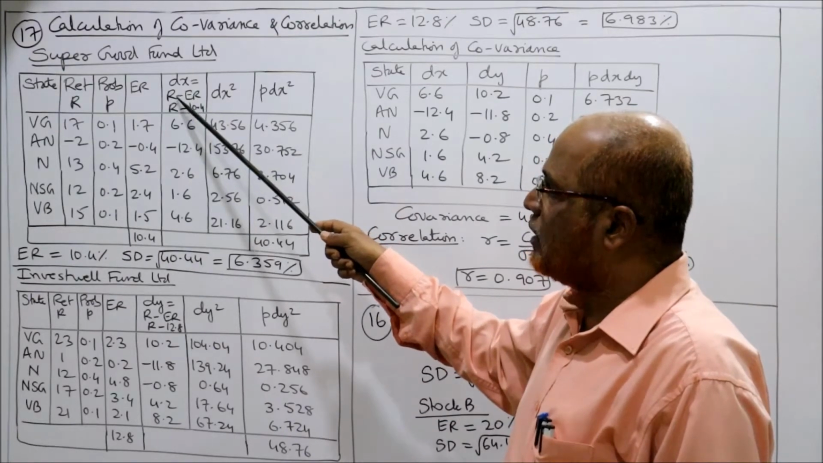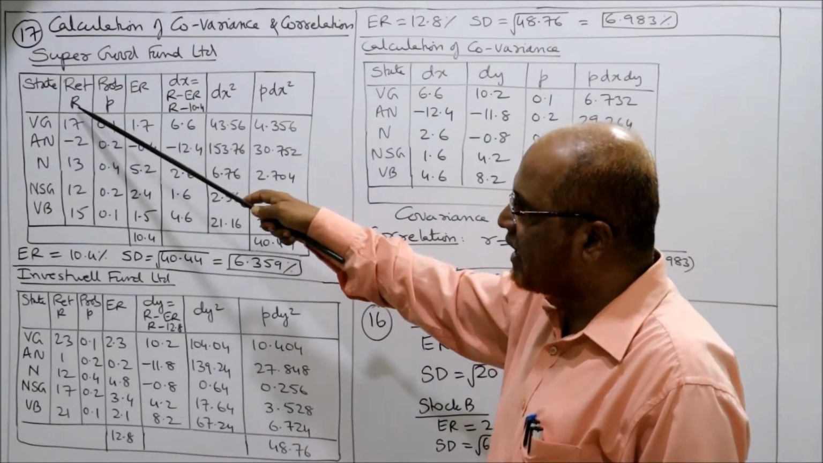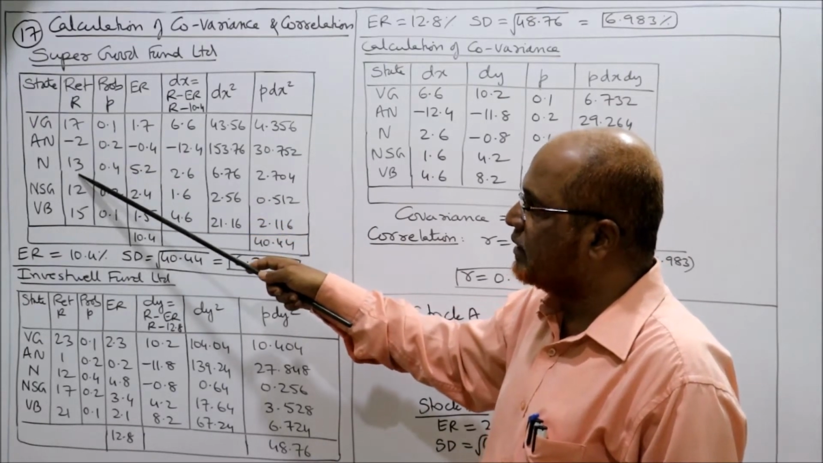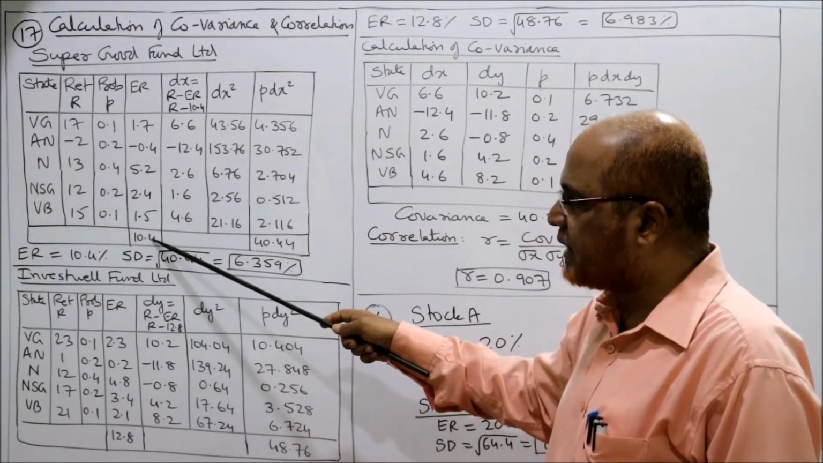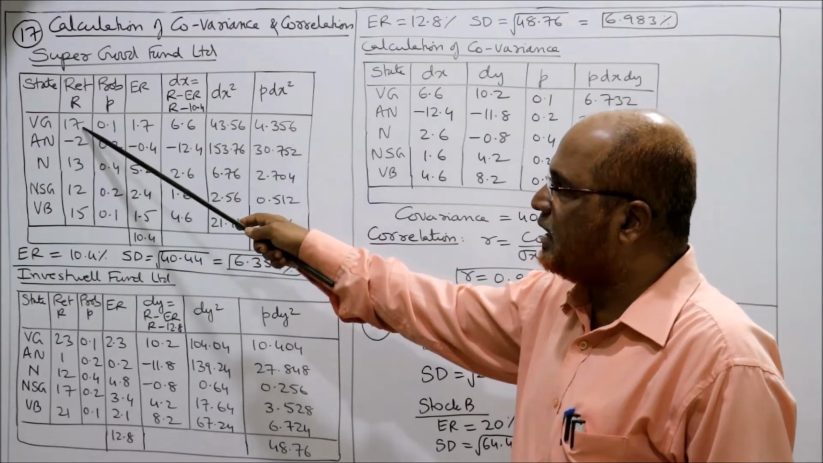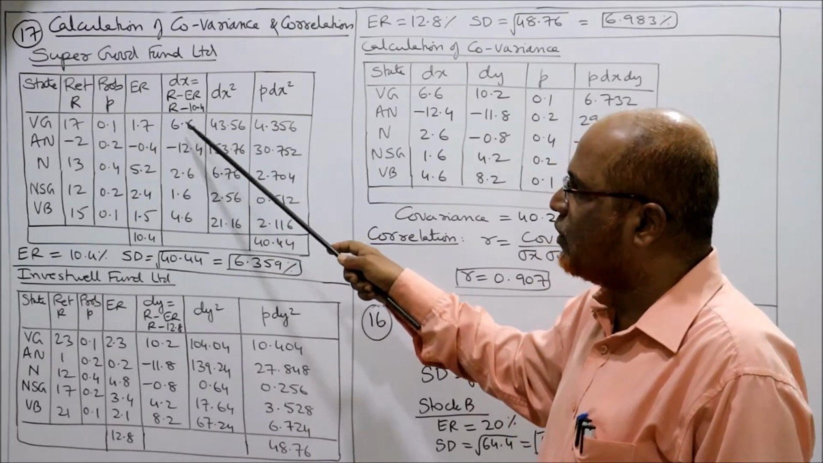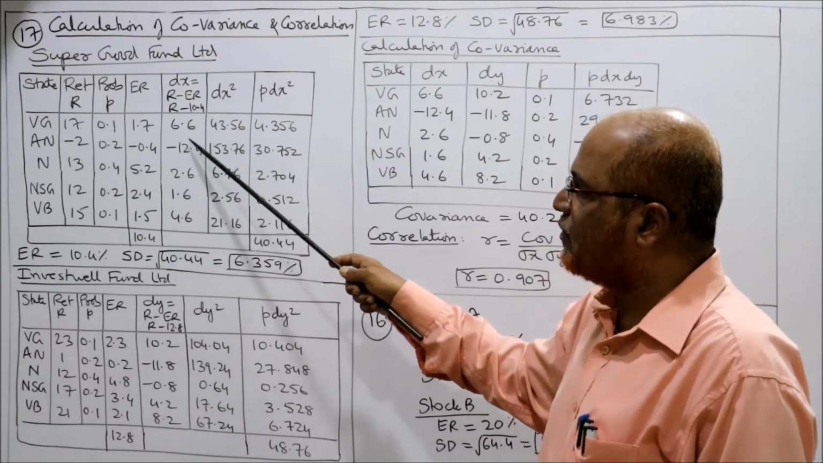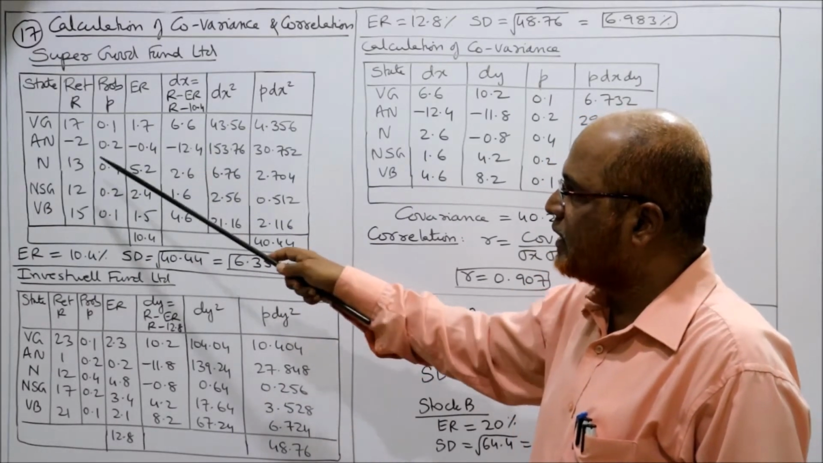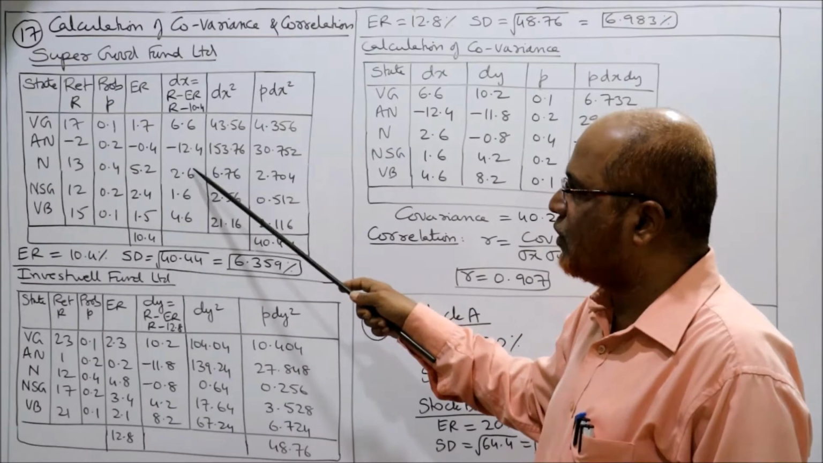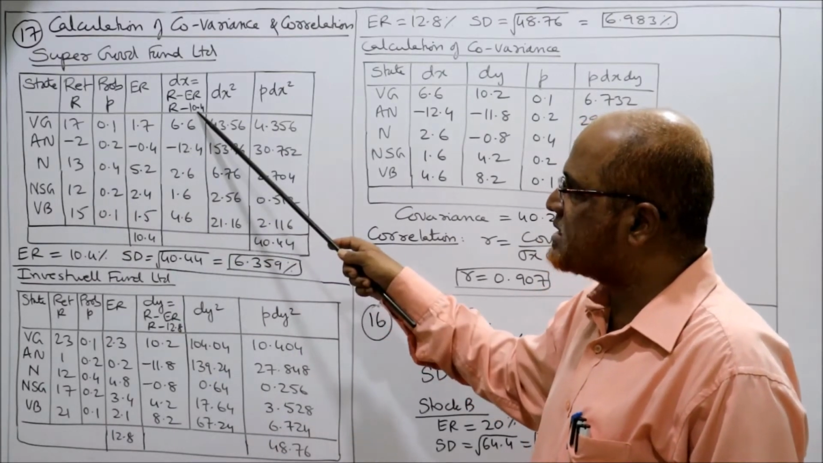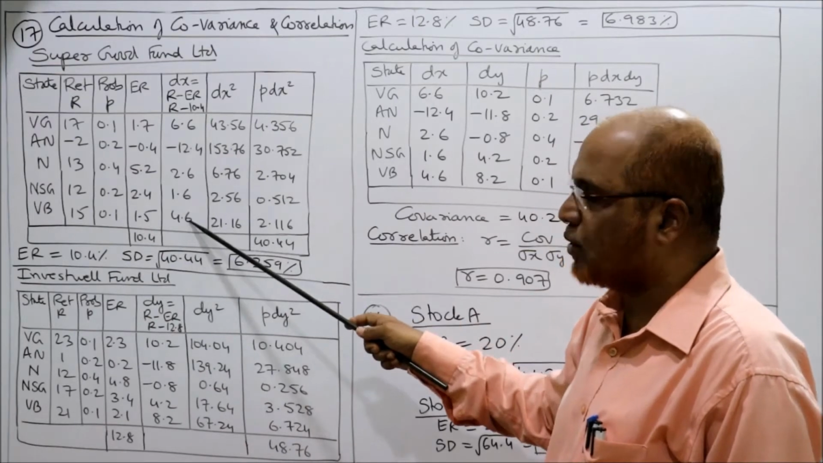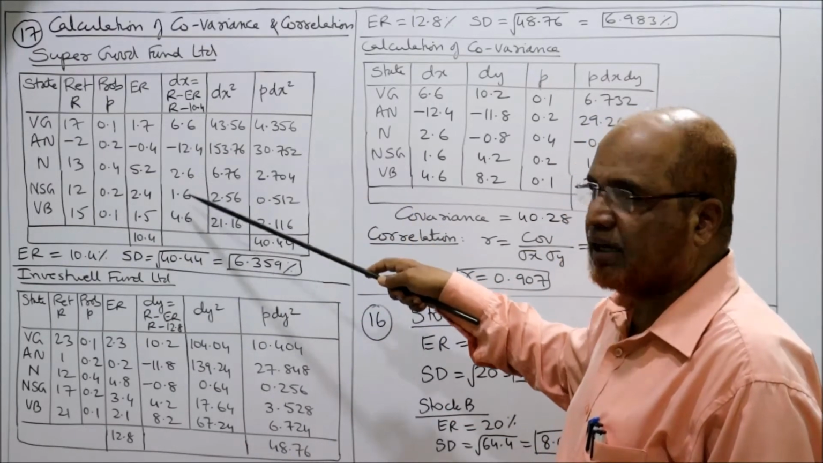So dx is equal to R minus ER. R we are having here: 17, minus 2, 13. And ER we have now calculated, 10.4. So 17 minus 10.4, you will get 6.6. Minus 2 minus 10.4, you will get minus 12.4. 13 minus 10.4, 2.6. 12 minus 10.4, 1.6. 15 minus 10.4, 4.6. So we have calculated dx.